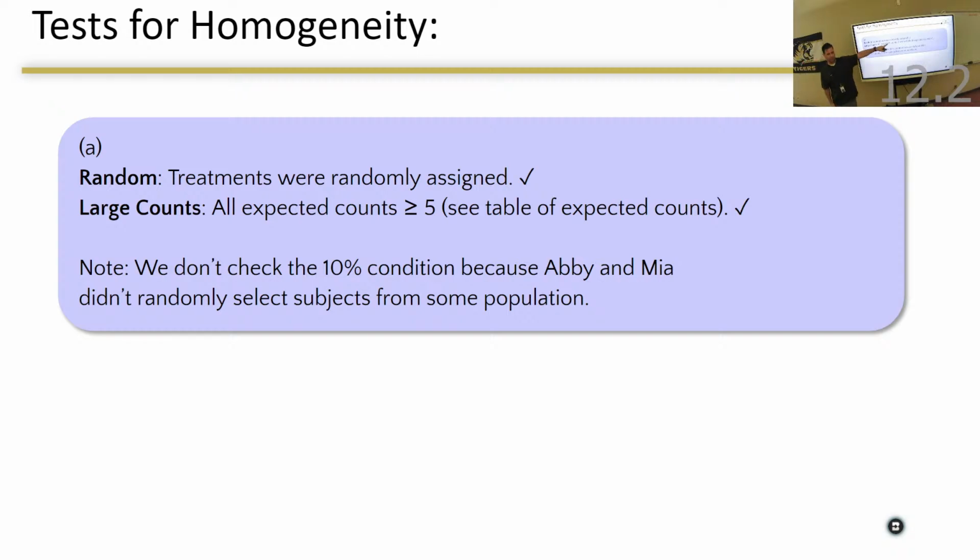Treatments are randomly assigned. All expected counts are greater than 5, see table. And you can say that. But if you don't list it, you will not get the credit for this one. Don't say all expected counts are greater than 5 and don't list them. Don't say N times P is greater than 10 and not tell me what N times P is. Don't say N is greater than 30 and not tell me what N is. You gotta state what these things are. You have to prove it.